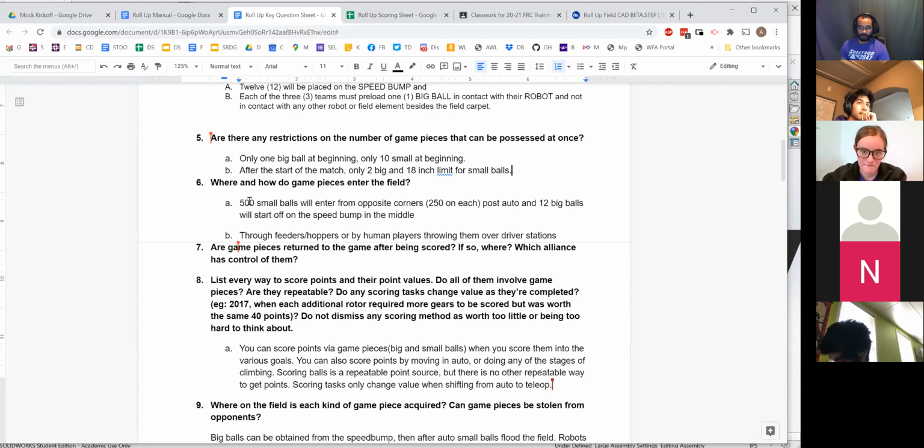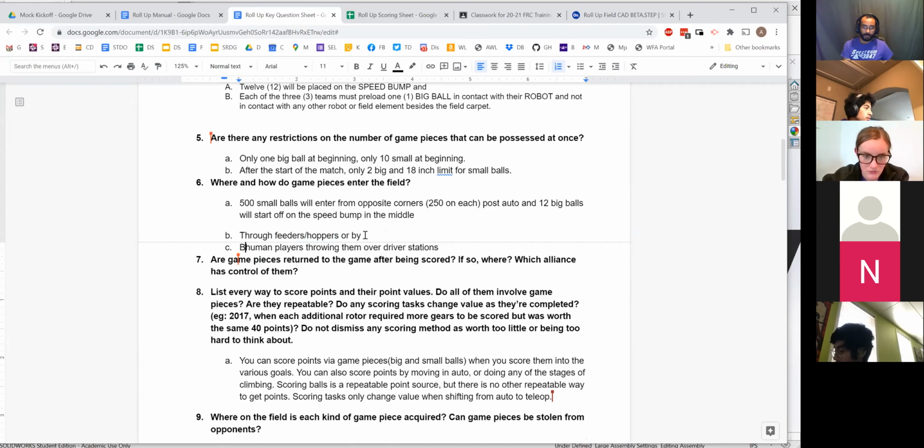Game pieces enter the field. Yeah, so at the beginning, it's those 250 small balls from opposite corners that come barreling down right at the end of Auton. And there are 12 balls at the start. And then after that, the balls can either be rolled down the feeder ramps, or the big balls can be thrown over the human player station, right? But that's only big balls. You can't throw the small balls over the feeder station. Big balls only.